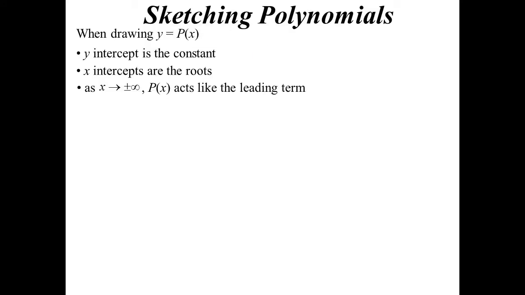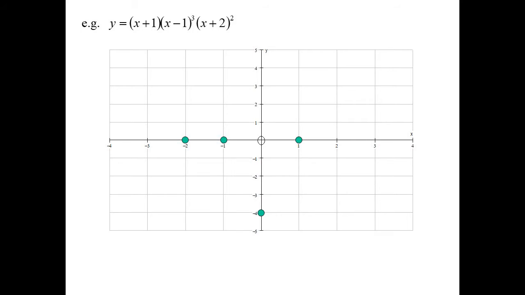Out in infinity, a polynomial will always act like the leading term. So what's our leading term? x times x cubed times x squared, we're up to x to the power of 6. Now if we were to draw x to the power of 6, then you would draw the U shape. So we know this one will start up the top there, just like the x to the 6 would, and finish over there, again, just like the x to the 6 would.